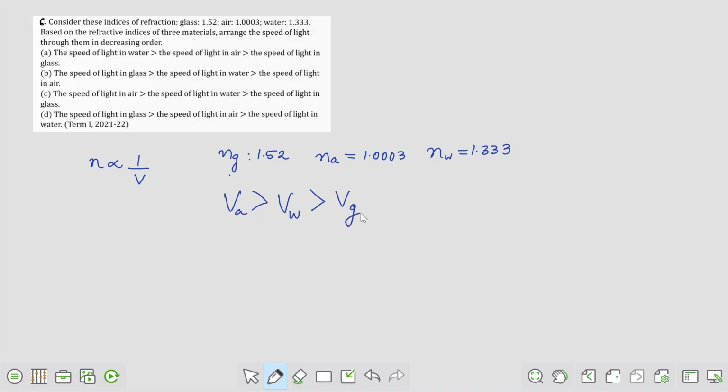Why? Because this is the relation. Refractive index is inversely related to speed. So the more the refractive index, the lesser the speed. So glass will come last. This is the decreasing order; we have to write decreasing order. So what is the right option here? Yes. Speed in air, speed in water, and speed in glass. This is the right option.